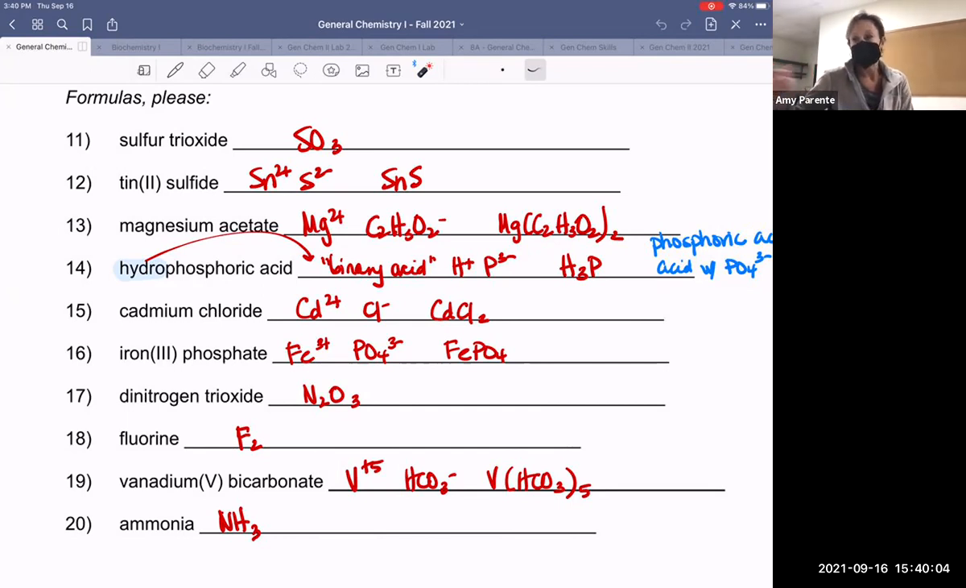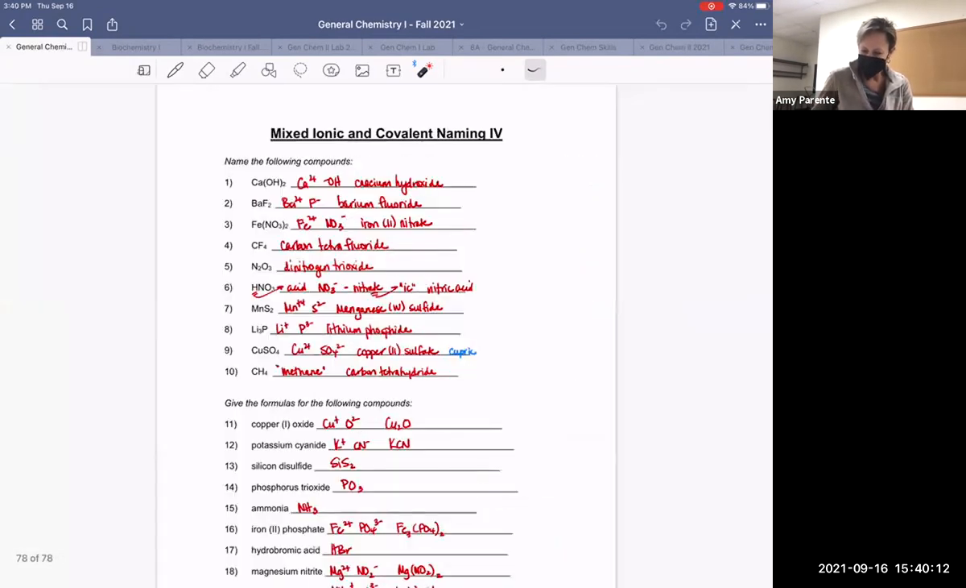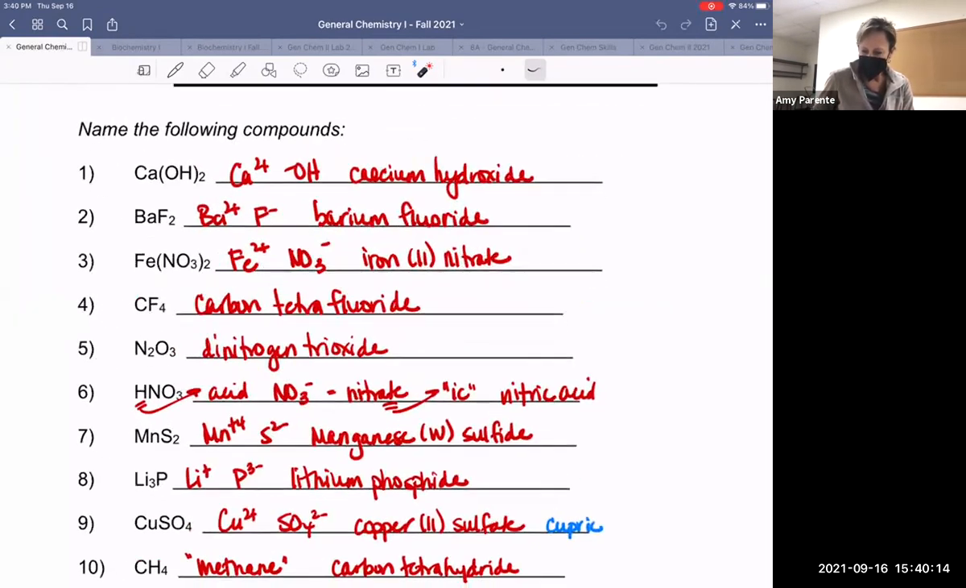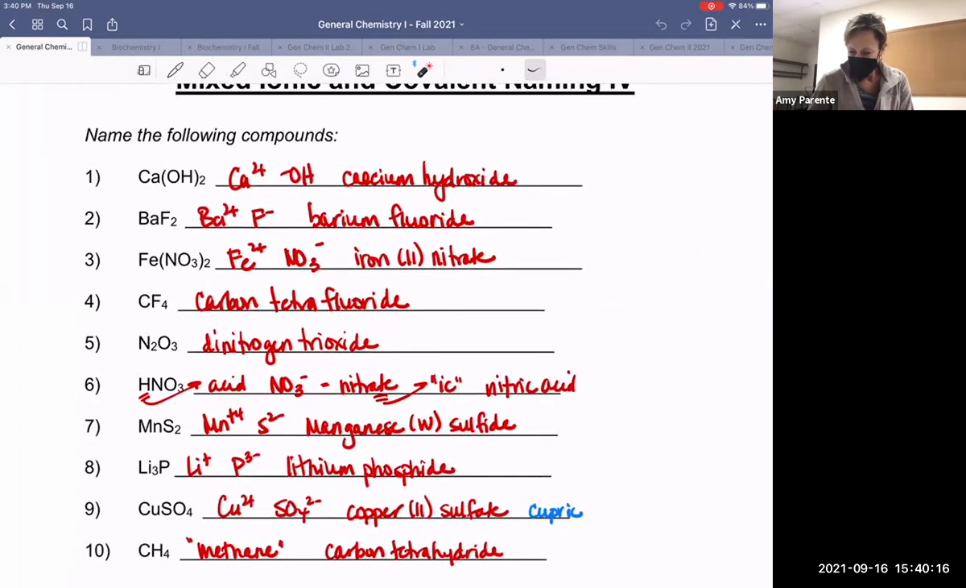And then remember, next week Monday, you also have your first attempt at the quiz. All right, so let's go through this last page, see if there are any questions. So we've got calcium hydroxide, we've got barium fluoride, we've got iron 2 nitrate.